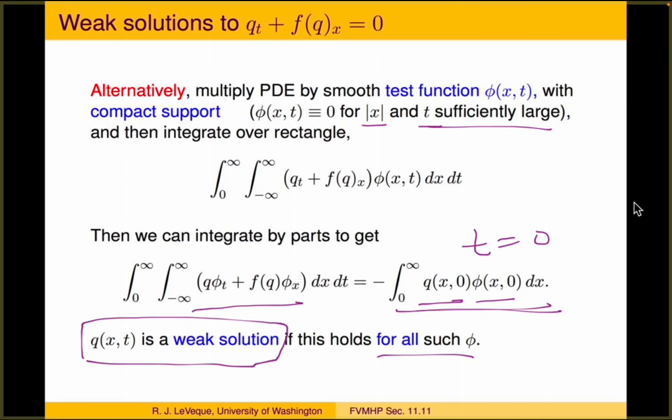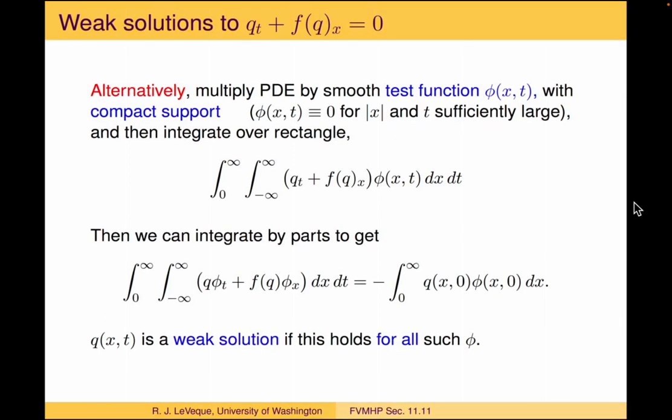the differential equation. And certain proofs of properties of differential equations or numerical methods sometimes rely on this definition of what it means to be a weak solution of the conservation law, because it doesn't require Q to be smooth. We've put the smoothness restriction on this test function instead.